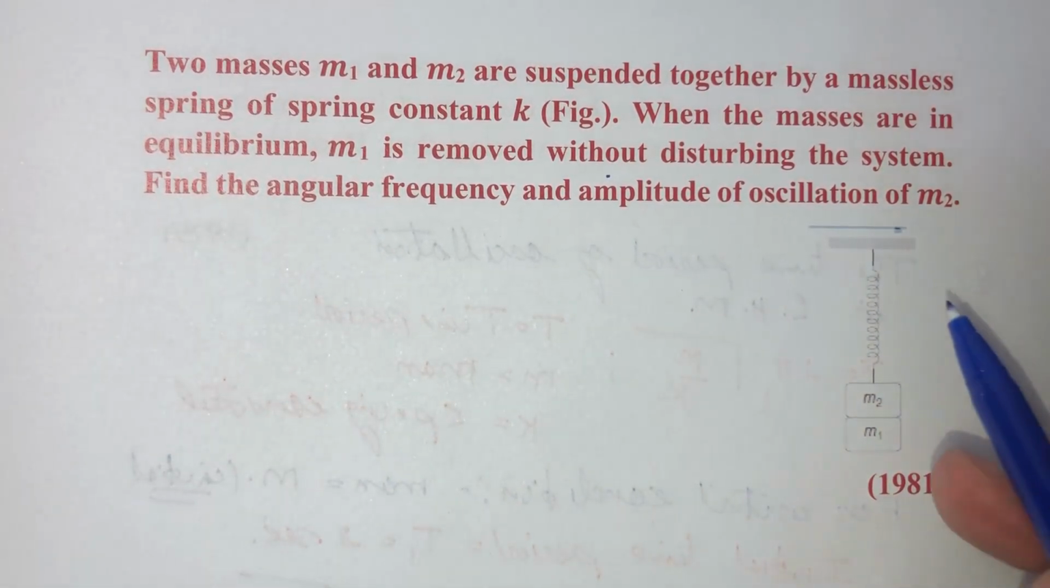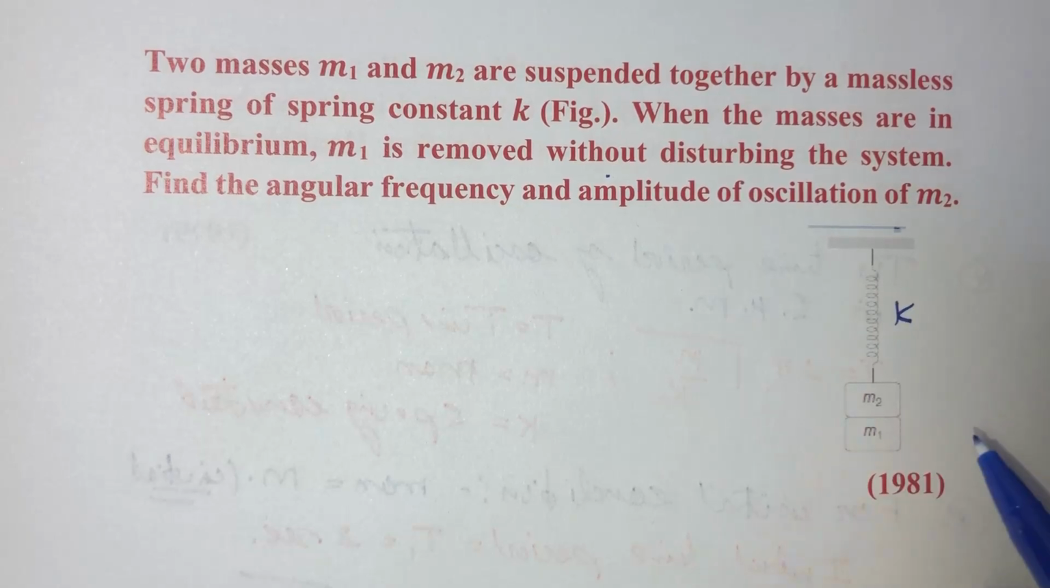So we have the spring constant given as k, and there are two masses m2 and m1. When equilibrium is reached, the mass m1 is removed, and we have to find out what will be the angular frequency as well as the amplitude of oscillation for m2.